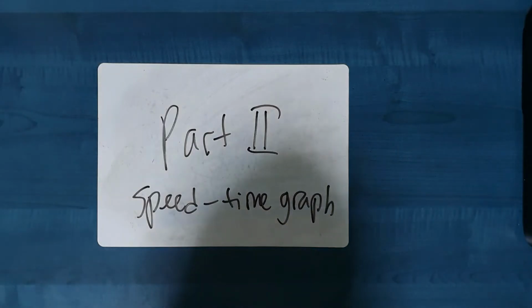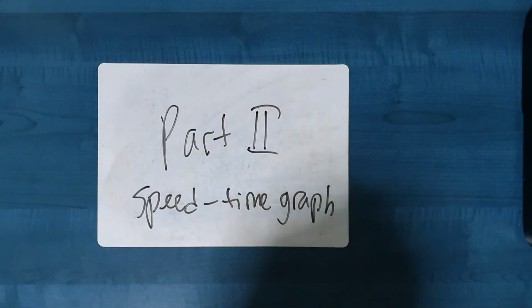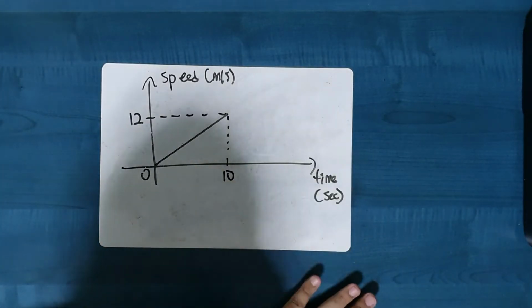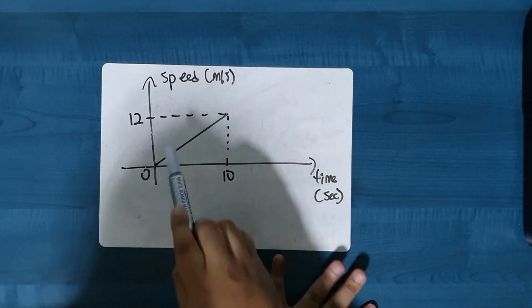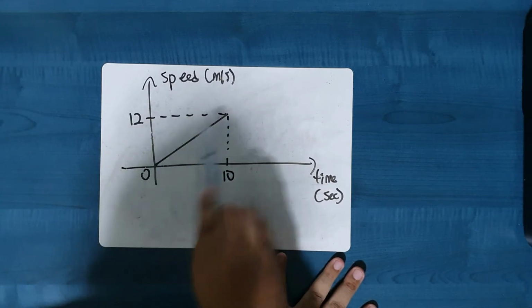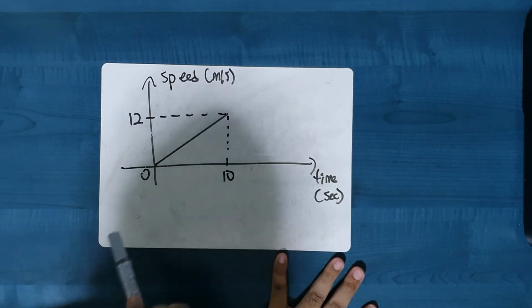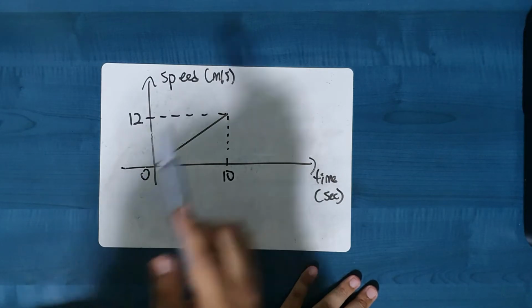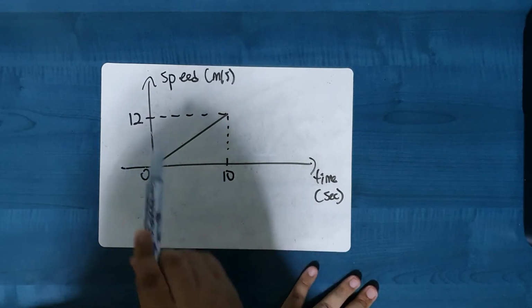Hello everyone, welcome back to part 2 of speed time graph. Now imagine we have an object that is moving like this. It is moving in a straight line, remember? In this kind of motion, this object is moving at constant acceleration. Okay? So at 0, the object was here.